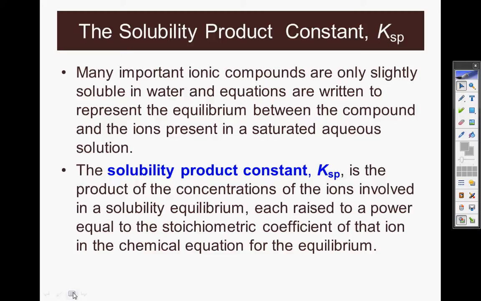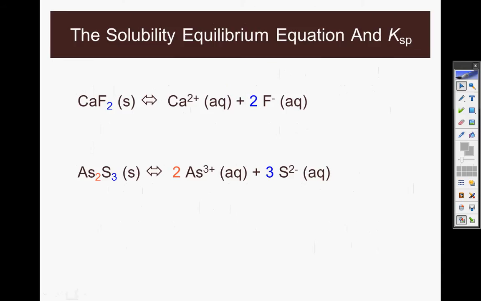Ksp is the product of the concentrations of ions involved in a solubility equilibrium, each raised to a power equal to the stoichiometric coefficient of that ion. So let's take a look at these two. On your paper, I wrote out what your Ksp should look like. If you're getting a value for it, you either get it in a table or it's given to you in the problem. Ksp is the concentration of Ca2+ times the concentration of fluoride squared, because you have to break it up into its ions, and the Ksp value is 5.3 times 10 to the negative 9.